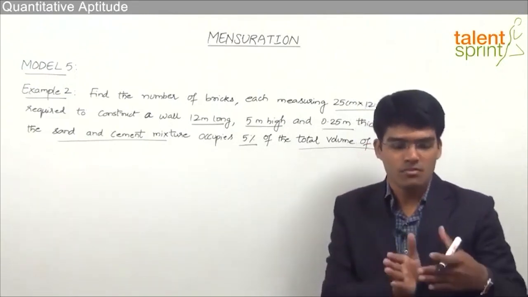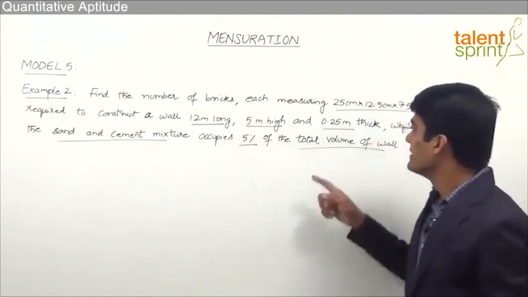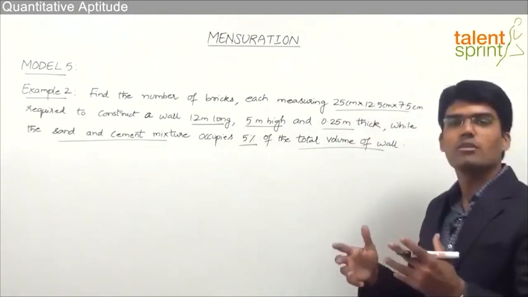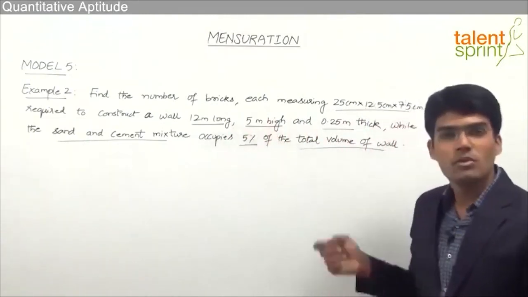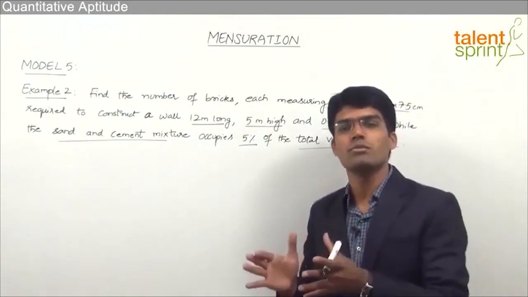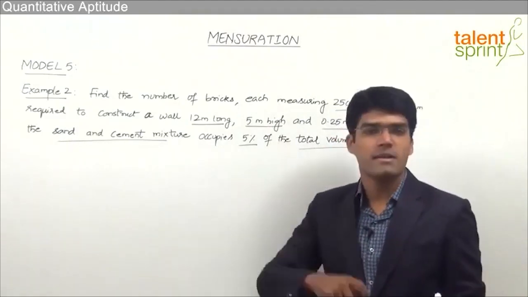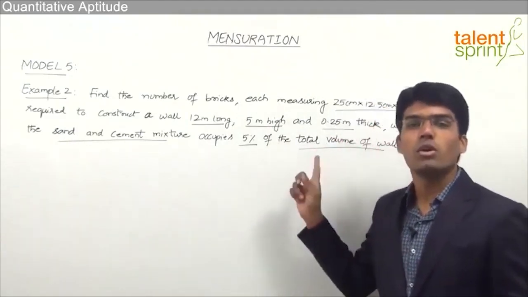So that's like small cuboids coming together to form a large cuboid. These dimensions here show that the brick is like a cuboid. Again, the wall also is like a cuboid. So again we can understand that the total initial volume should be equal to the total final volume, or the total volume of bricks and the sand and cement mixture together should be equal to the volume of the wall.